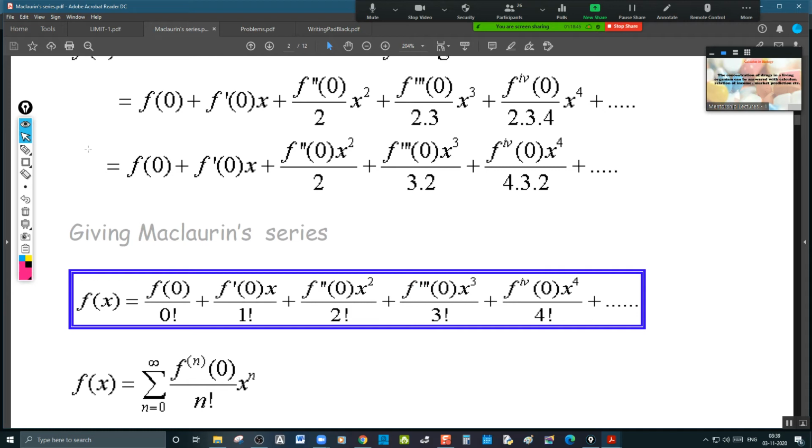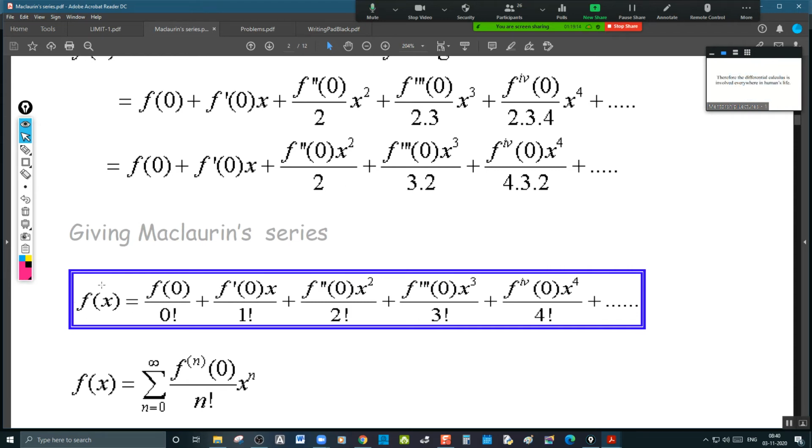Yes, sir. f(x) is equal to f(0) upon 0 factorial plus f dash 0 into x upon 1 factorial plus f double dash 0 into x square by 2 factorial plus f triple dash 0 into x cube by 3 factorial, and so on. So this gives you the expansion of whatever function you take.